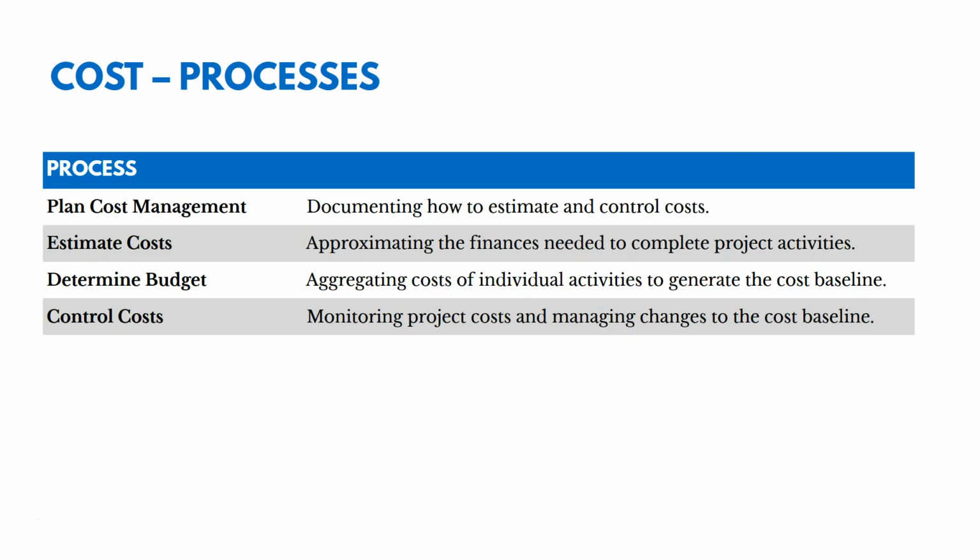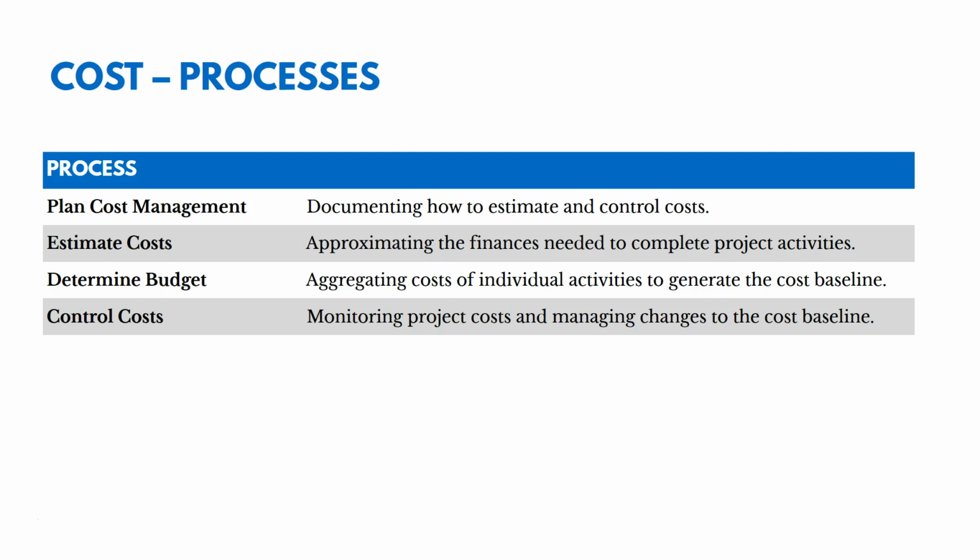So with plan cost management, we're documenting how to estimate and control costs. We're going to talk about the methods and tools we're going to be using. And then we're going to estimate costs, approximating the finance of individual activities. How much is it going to cost us to do those activities? And then we aggregate those costs to generate the cost baseline in the determine budget process.